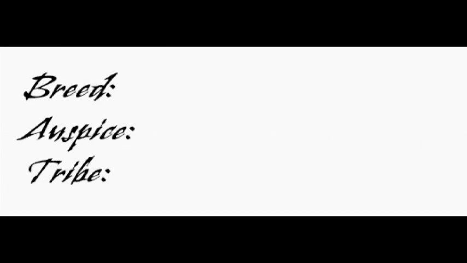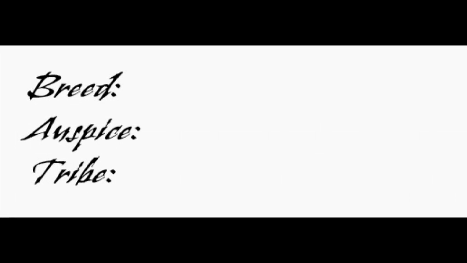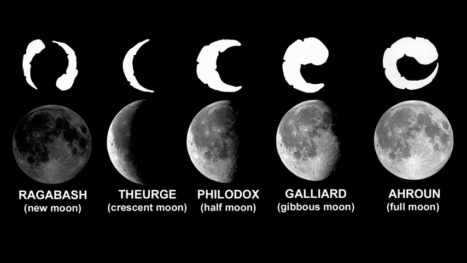And your auspice is the moon you were born under. There are 5 different moons you could have been born under, and that determines your role in the community. There are 5 different roles that you could be in. You could be a Ragabash, you could be a Theurge, you could be a Philodox, you could be a Galliard, you could be an Ahron.